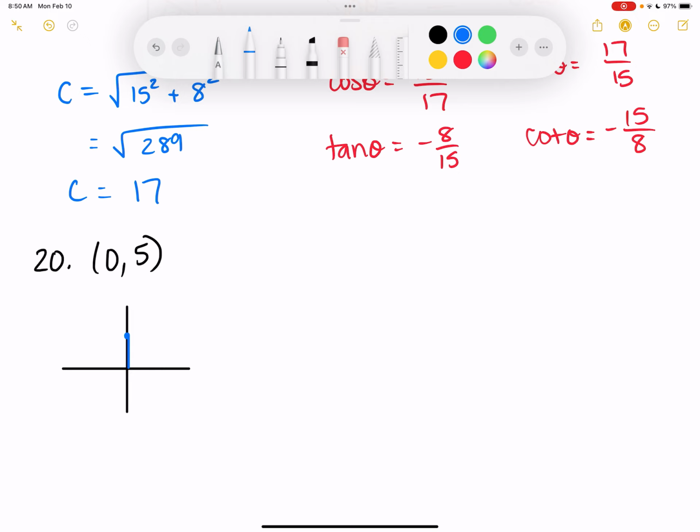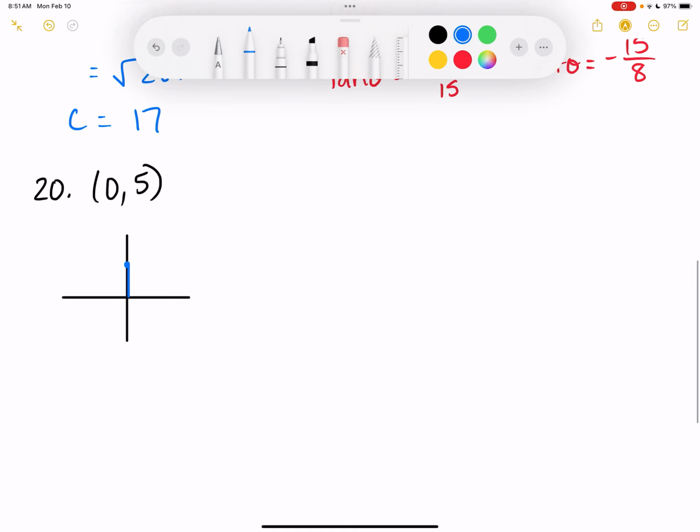So I can't make a triangle with this one, right? Because it has to be touching the x-axis. And now, if the point was on the x-axis, I still can't make a triangle because there's no angle there if it's just on an axis. So what we have to do is we still find our hypotenuse value, okay? But when we do that, we've got, let's see, 0 squared plus 5 squared equals c squared.